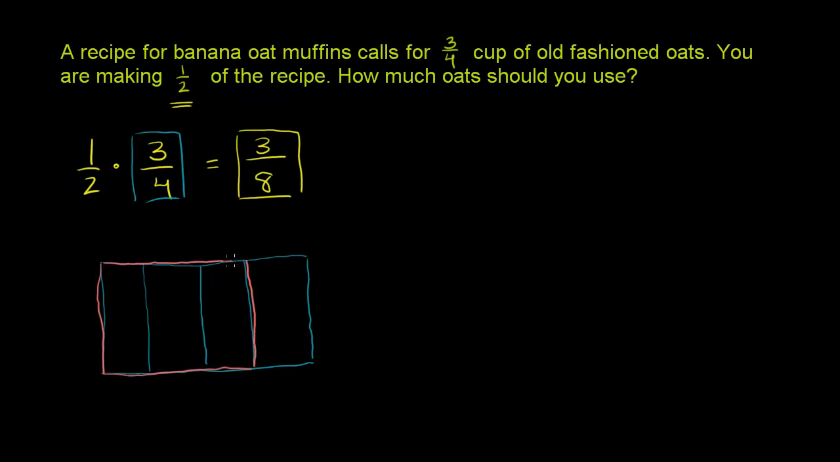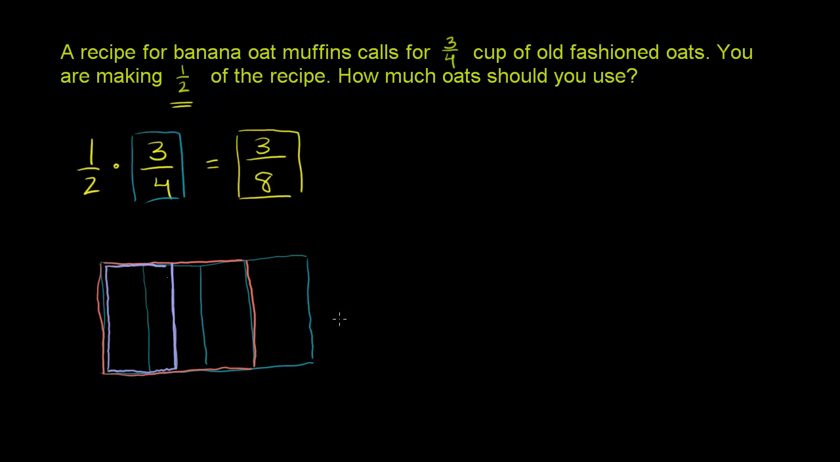Now, you want half of this, right? Because you're going to make half of the recipe. So we could just split this in half. Let me do this with a new color. Normally you would use this orange amount of oats, but we're going to do half the recipe. So you'd want half as many oats. So you would want this many oats. Now, let's think about what that is relative to a whole cup.